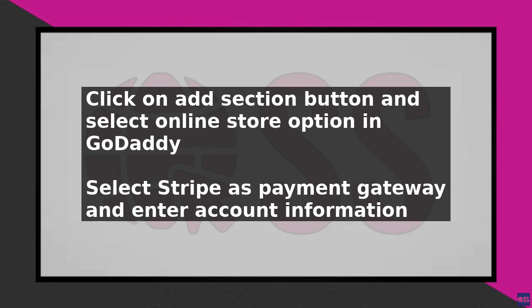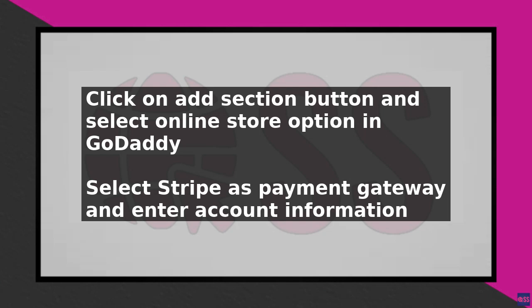You will be prompted to enter your Stripe account information, including your publishable key and secret key. You can find these keys in your Stripe account dashboard under the Developers tab. Copy and paste the keys into the required fields on your GoDaddy website and click Save.